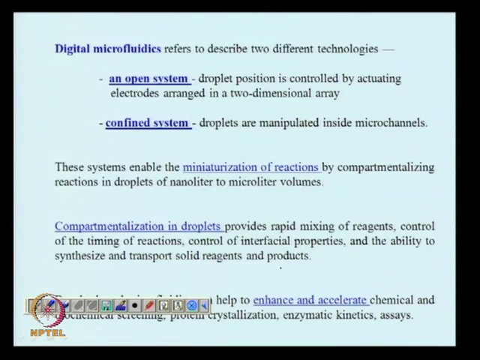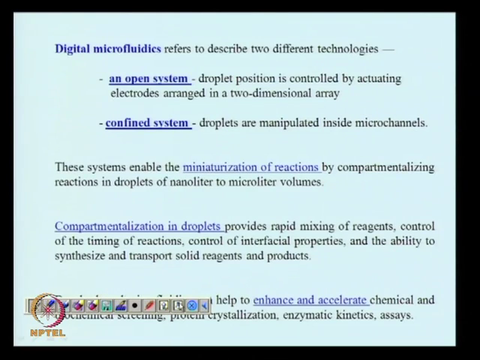So, one droplet could be used for blood sugar monitoring, the other could be for blood urea monitoring, and so on. So, the compartmentalization of reactions in small droplets giving rise to larger rate is one big advantage of this entire process. What you can see is that this in turn would reduce the amount of reagent necessary for such an operation, and this kind of process can also enhance and accelerate chemical and biochemical screening processes, crystallization of certain proteins, the kinetics of enzymes, and so on.